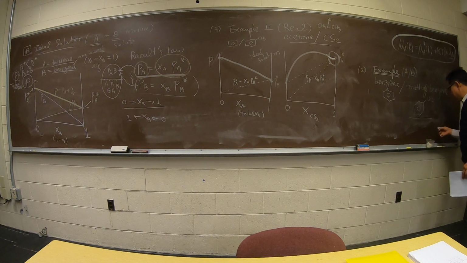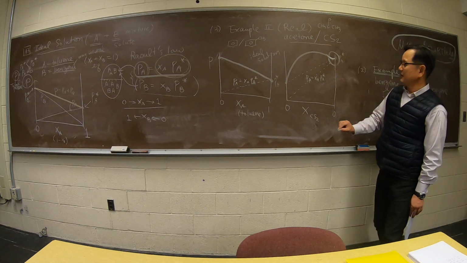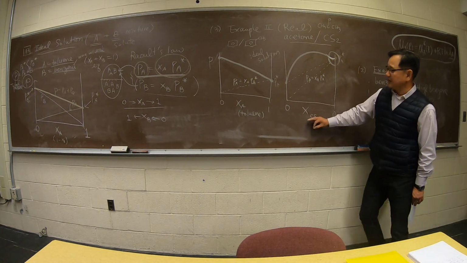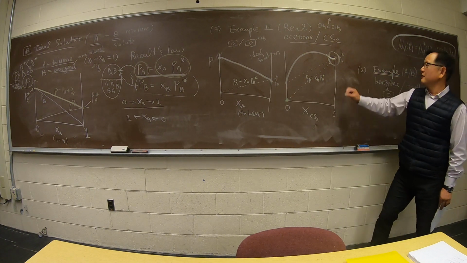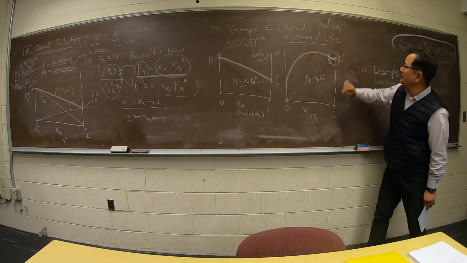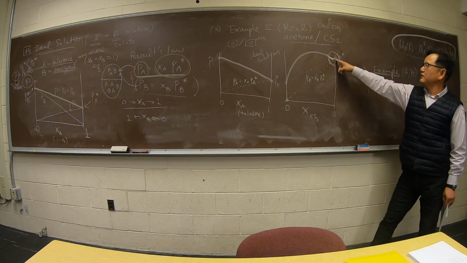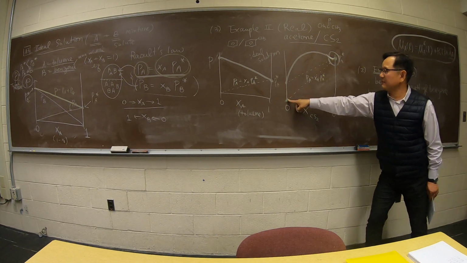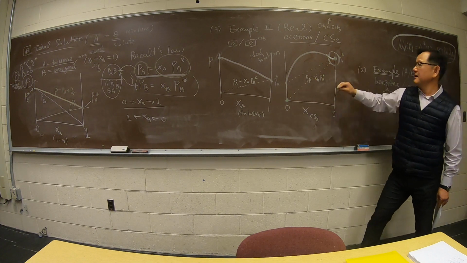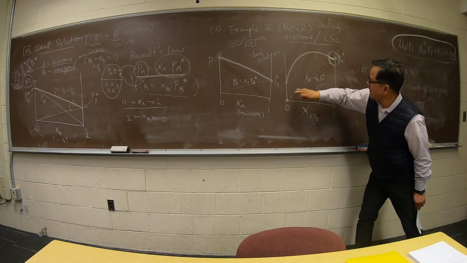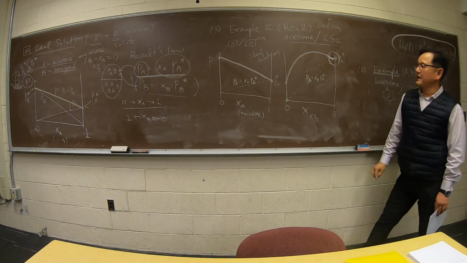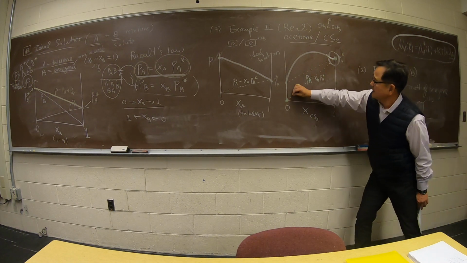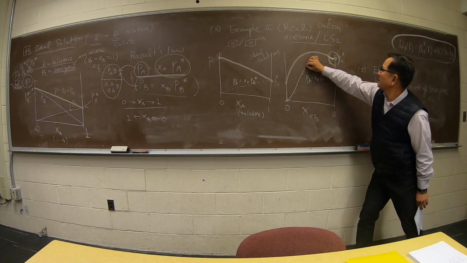Okay, I don't have a nice red one. When you have no CS2, you should start from here. That's for sure. Okay. When you have 100% A, you should have ended up here. So the starting point and end point are the same. But what's the component of PA, the partial vapor pressure, is more like this.